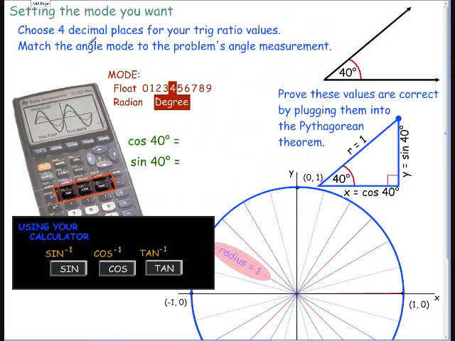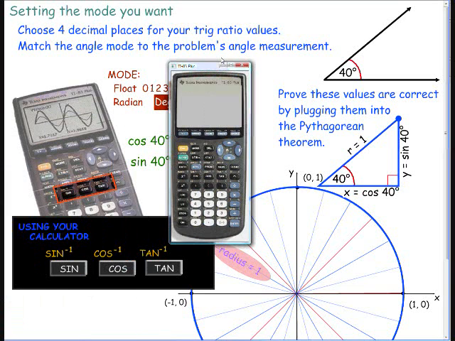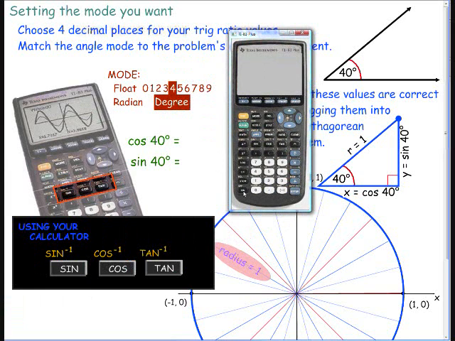Setting the mode that you want. Well, we need to determine whether we want radian or degree. We're going to start out here talking about degree. The other thing you want to look at is float. Let's pull over the calculator and we'll play around with it for a minute. Turn it on. We're going to go to mode. And you see we've got normal, scientific, and engineering. Typically will be normal.